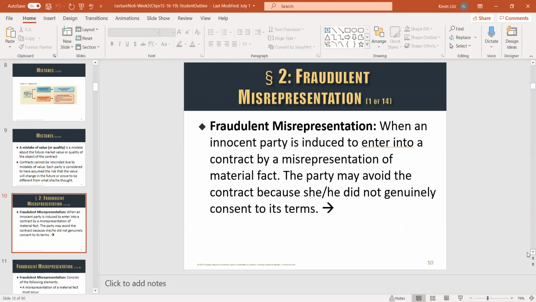Fraudulent misrepresentation, when you misrepresented a material fact. So let's say, for example, you tell me that the car you're trying to sell me has 20,000 miles on it, but really it has 120,000 on it. Well, then obviously, I didn't consent to buying a car with 120,000 miles. I consented to buying a car with 20,000. So that would be a fraudulent misrepresentation on your part that would permit me to have the judge set it aside.